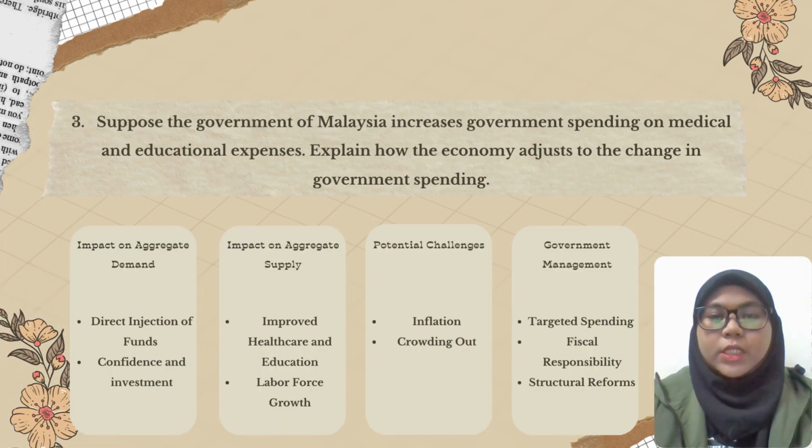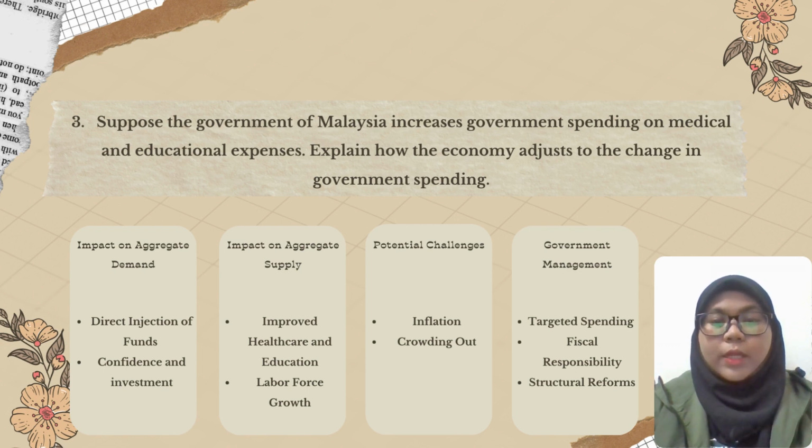Question 3. If the Malaysian government increases spending on medical and educational expenses, the economy will adjust through several mechanisms impacting both aggregate supply and aggregate demand. Some impact on aggregate demand is direct injection of fund and confidence in investment. Some impact on aggregate supply is it can improve healthcare and education, and the labor force will grow.